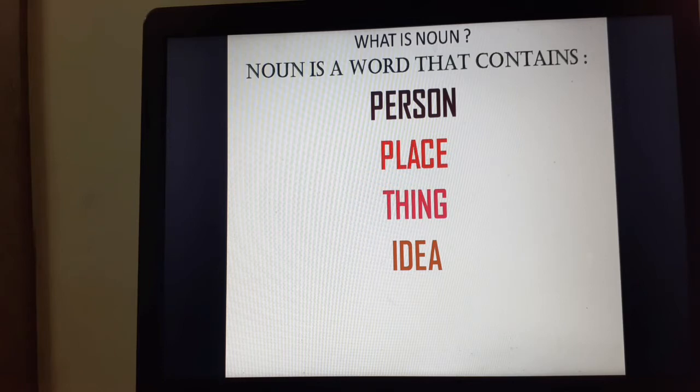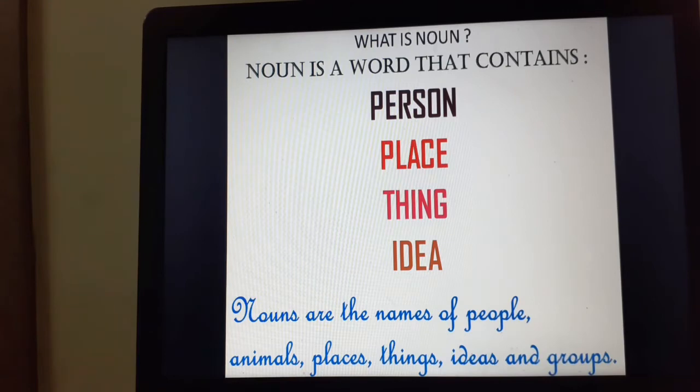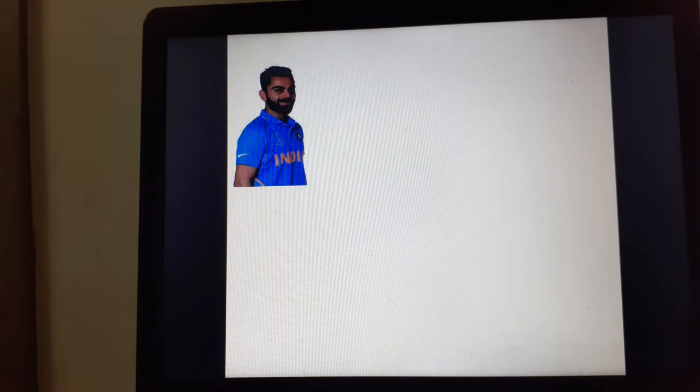Now let's see the definition of noun. Nouns are the names of people, animals, places, things, ideas, and groups. To make you understand this, let's look into the example of each. You must be knowing about this man. Yeah, he is the captain of the Indian cricket team, Virat Kohli. And who is he? A person.